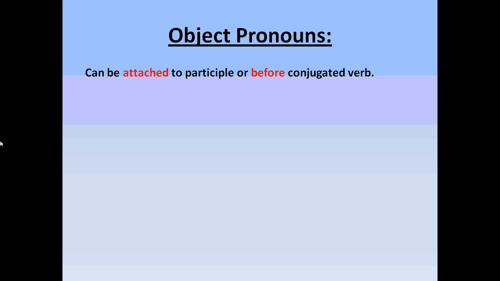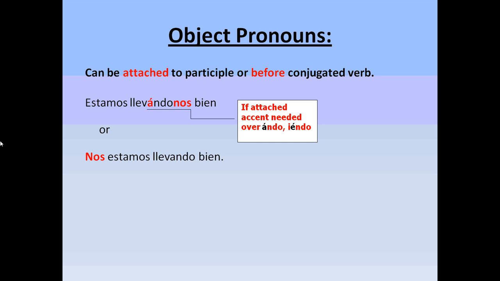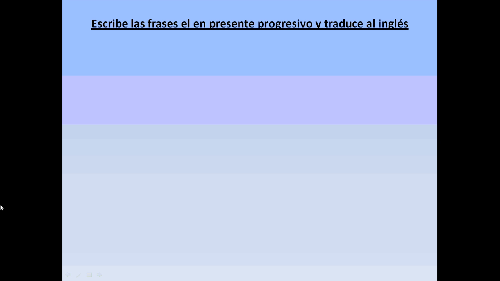Object pronouns can be attached to the participle or before the conjugated verb, just like pronouns with the infinitives. For example, quiero comerlo, lo quiero comer. So here, estamos llevándonos bien. We are having fun. You can attach it. If you attach it, an accent is needed over the A in -ando or over the E in -yendo. Or you could do nos estamos llevando bien. It does not matter. It's completely up to you which way you want to do it. But it cannot go in between estamos and llevando.